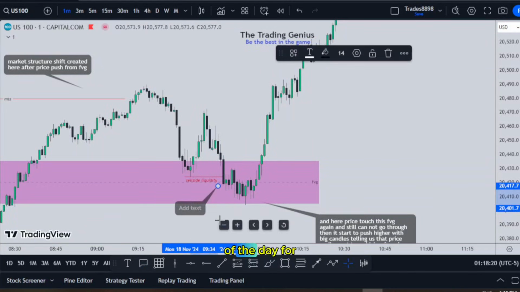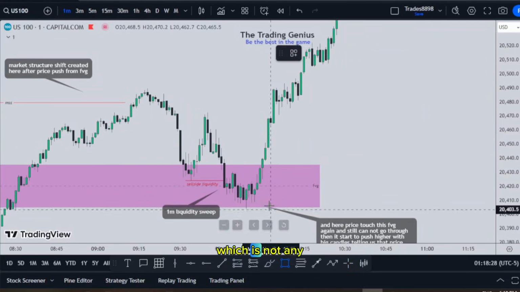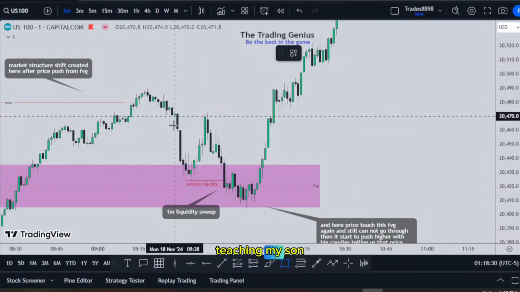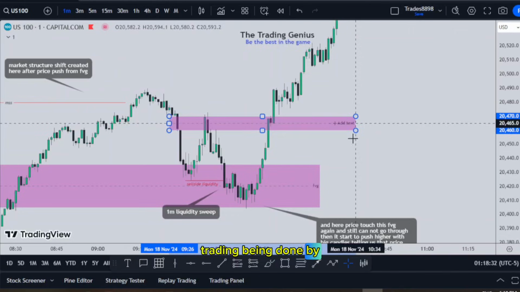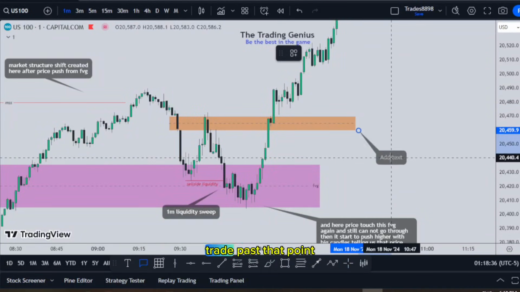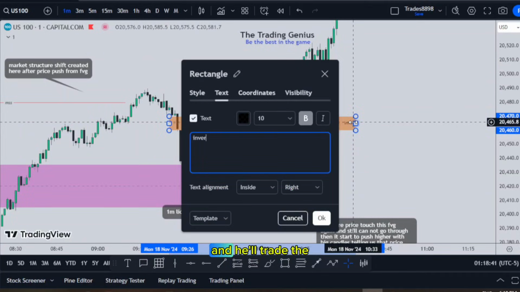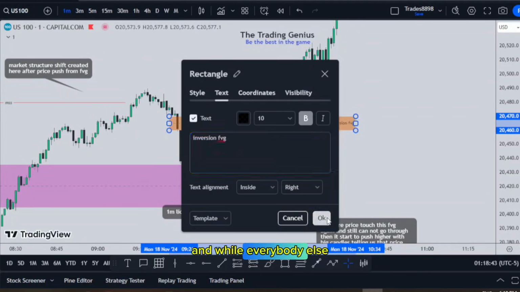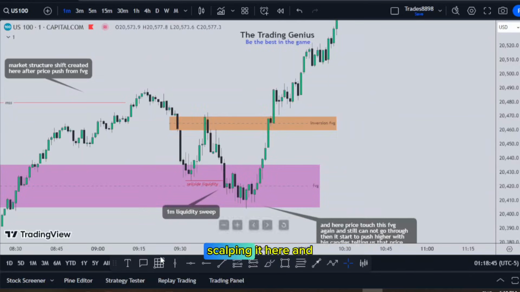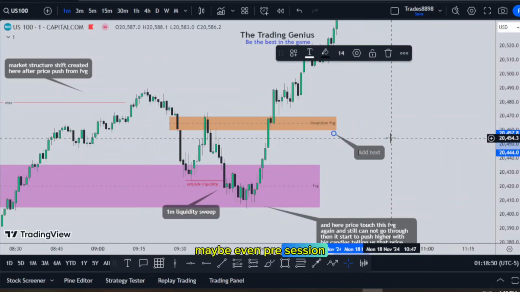But the high or low of the day for equities, or indices rather, is going to form in that first 60 minutes of trading. So 9:30 to 10:30, which is not any coincidence as to why I'm teaching my son to focus on his trading being done by 11 o'clock, because he's going to graduate to holding on to a trade past that point based on what he's done in the morning. And he'll trade the whole daily range. While everybody else out here is nickel and diming it, scalping it here and scalping it there, he'll do that in the beginning of the day, maybe even pre-session once he gets good.